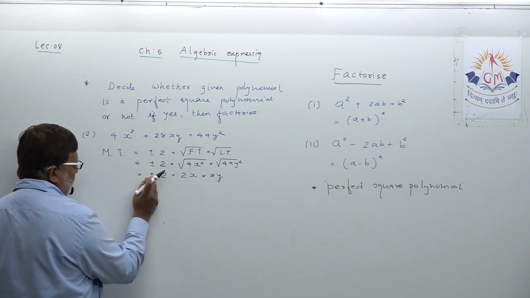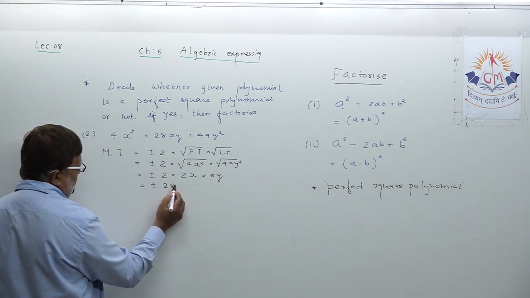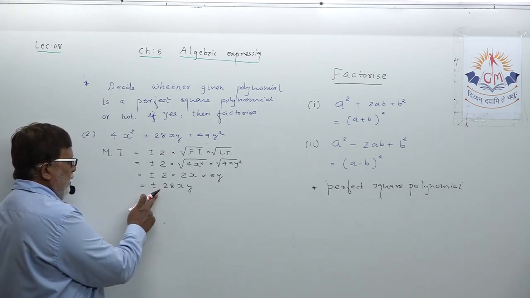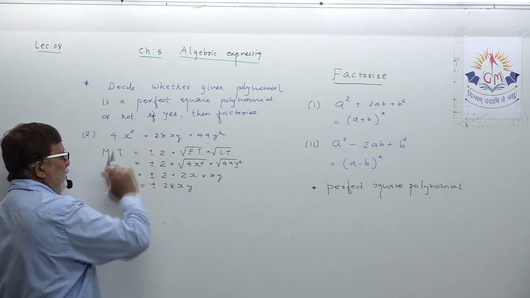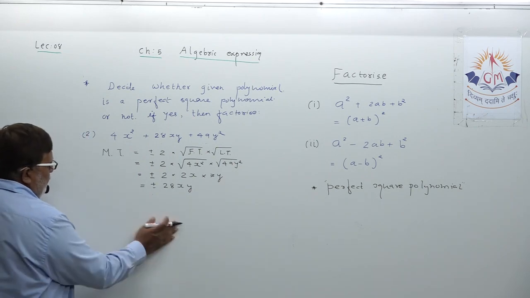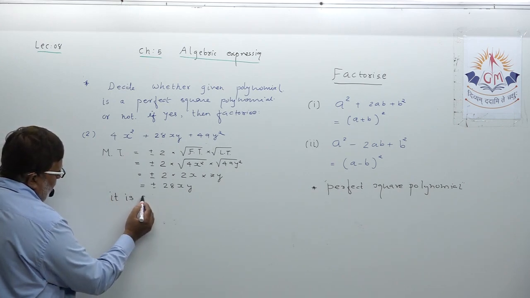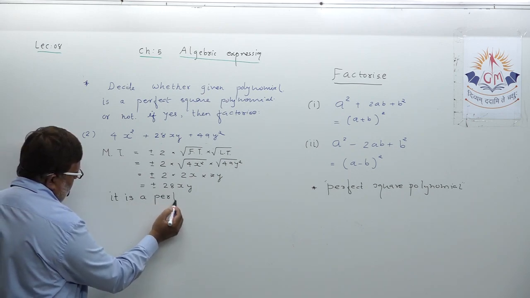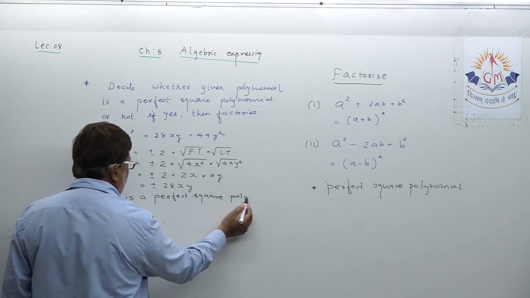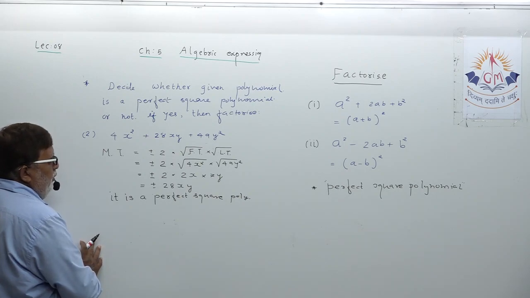Now simple multiplication of this. 2 2s are 4, 7 4s are 28xy. This is the middle term we found by formula, and this is the middle term given. Both are matching, both are equal. That means you have to say it is a perfect square polynomial. Okay? It has been decided that it is a perfect square polynomial.